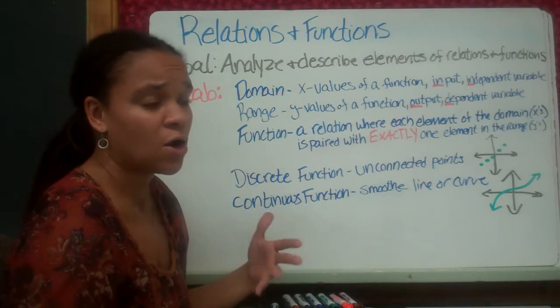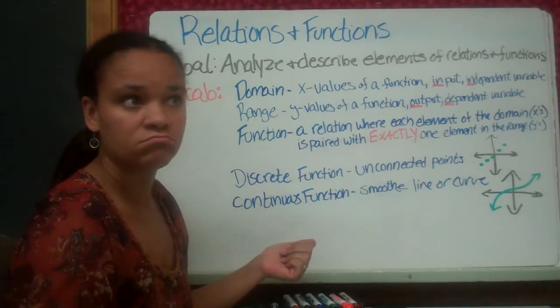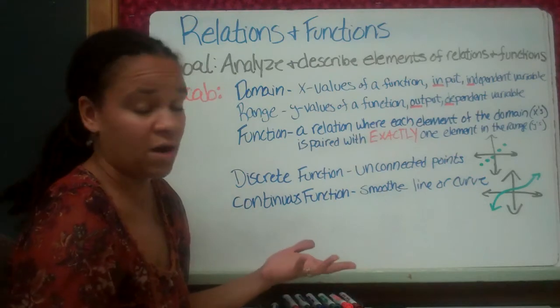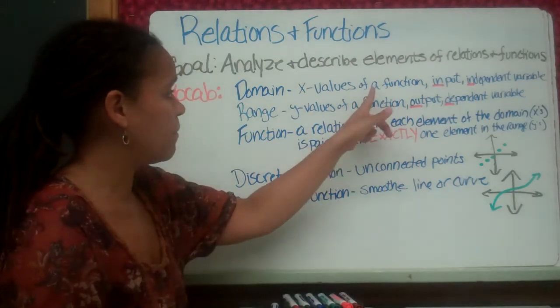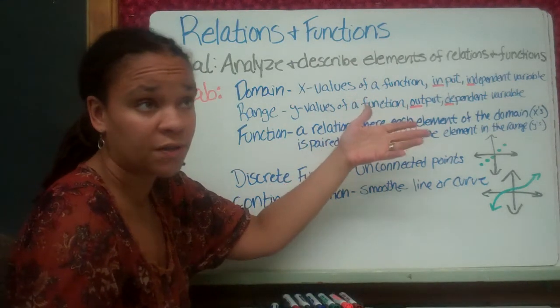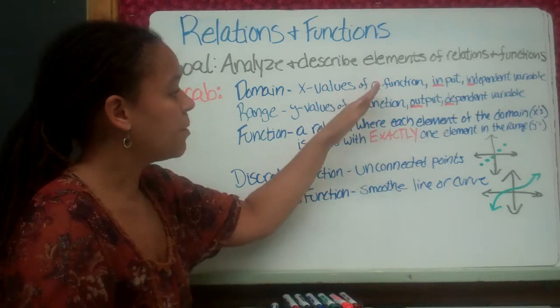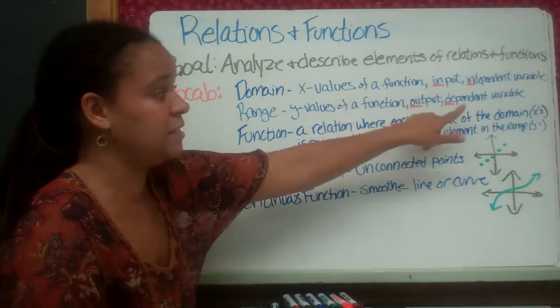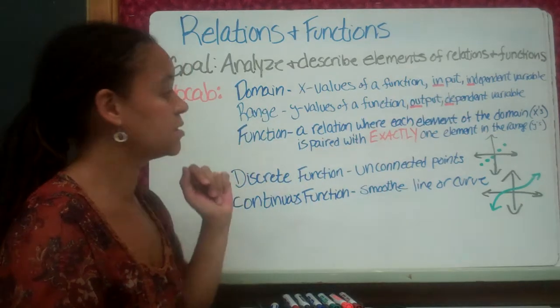But if you had something like y is equal to 2x, well, y is 2 times whatever number you put in there. That means your domain, you could put any number in there. You could put 100 in there. 2 times 100, 200. But your y is dependent upon what your x is.